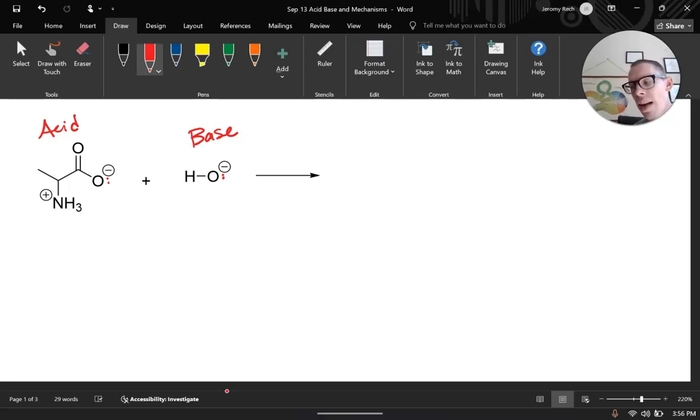Now that we've identified this, go ahead and make a mechanism. Draw a mechanism for a reaction where the base, which is going to be our hydroxide, will abstract a proton from our acid. Go ahead and pause the video and run through that.